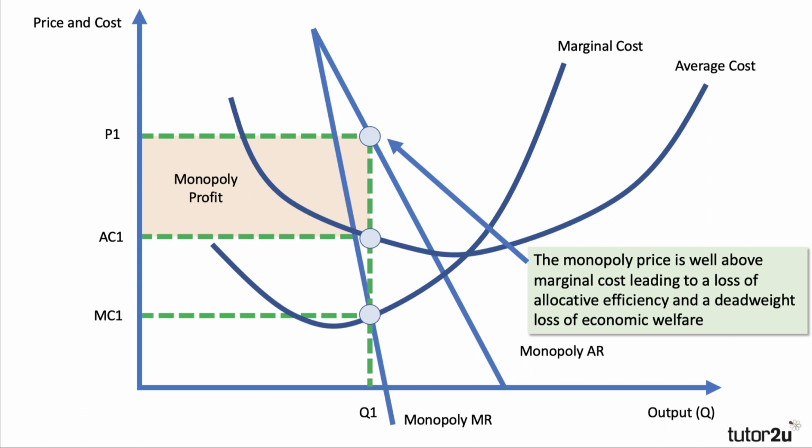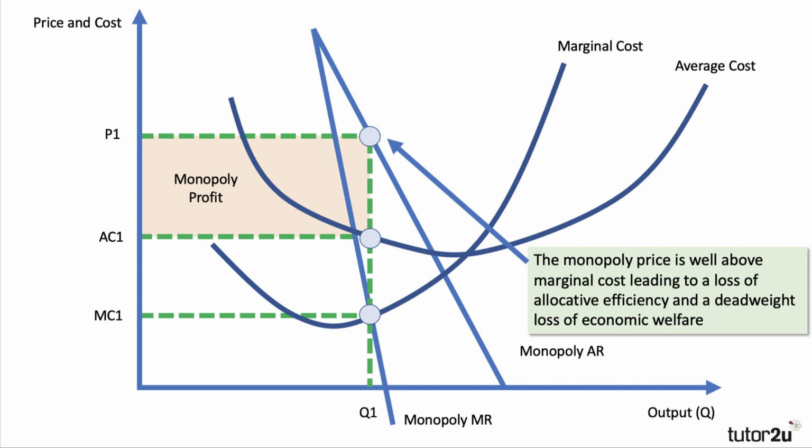Now, crucially, from our efficiency point of view, the monopoly price, P1, is well above marginal cost as well as average cost. The price that's being charged is well above the marginal cost, leading to a loss of allocative efficiency and a loss of economic welfare.